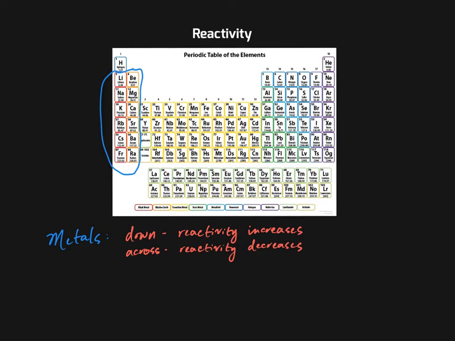Okay, I want to rewind a little bit. I think maybe before I even talk about this, you're probably asking, okay, Mr. Welch, but what is reactivity? Well, reactivity is dependent on how easily atoms gain or lose valence electrons. So reactivity: how easily elements gain or lose valence electrons.